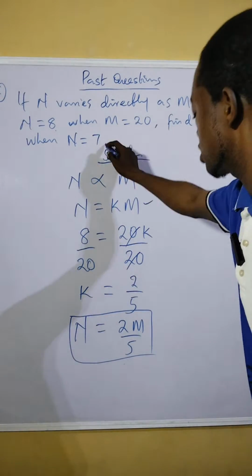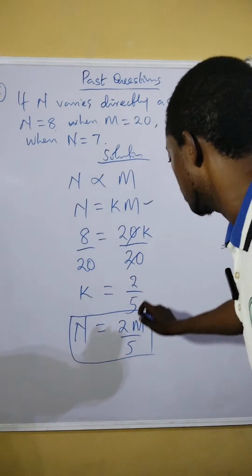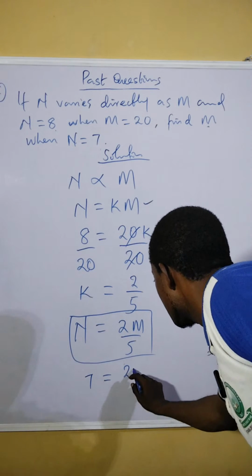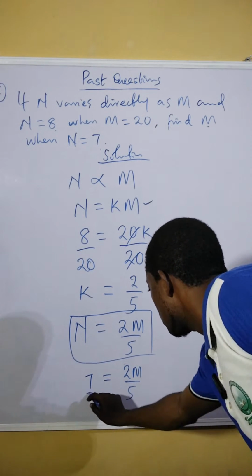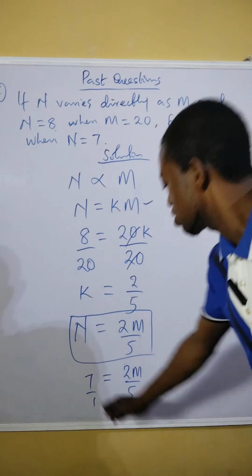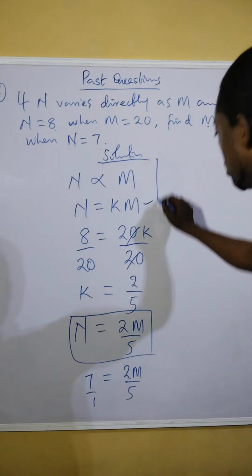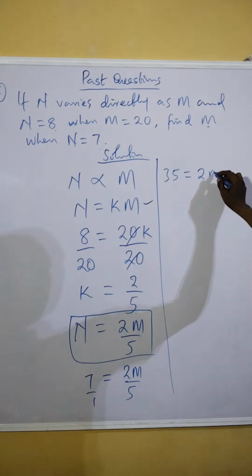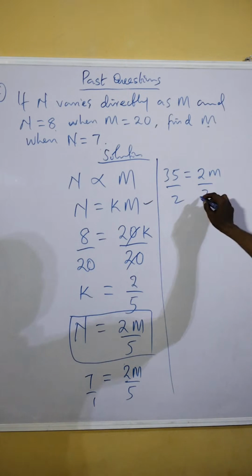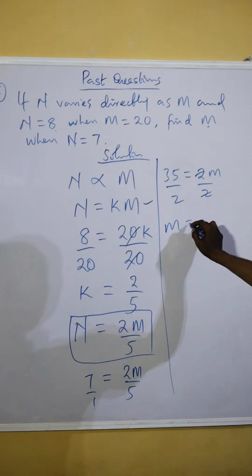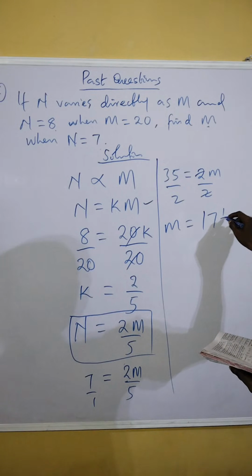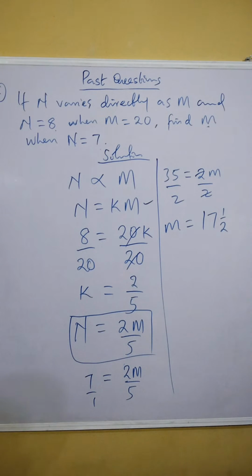Now find m when n is 7. So when n is 7, we are going to have 7 equals 2m over 5. So cross multiply. This makes 7 times 5, that's 35. So here we have 35 equals 2 times m, 2m. Divide both sides by 2 to get m. The 2s cancel each other here. We have m left here, which is 35 over 2, which gives us 17 and a half. So that is the value of m there.